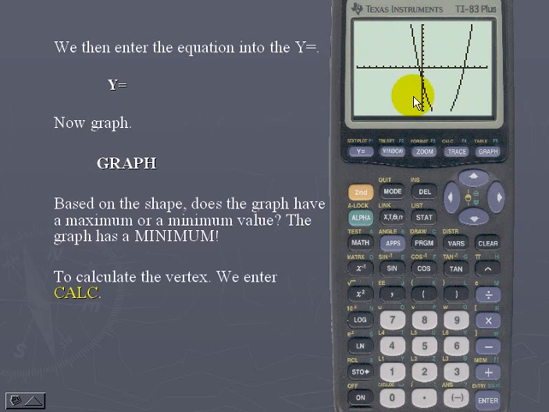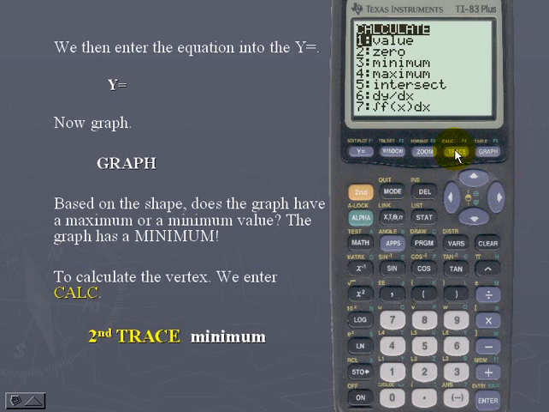To calculate the vertex, we enter the calculate. We see that calculate is a second function. It's yellow. So we hit second and trace, which is actually calculate. Based on the graph, we know that it's a minimum.